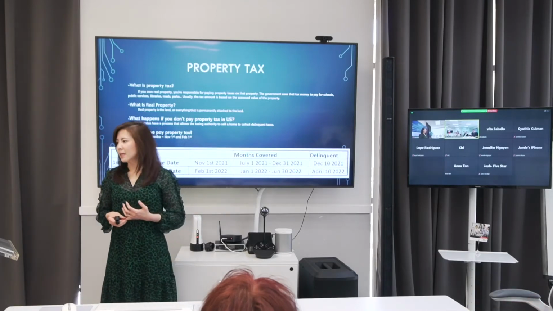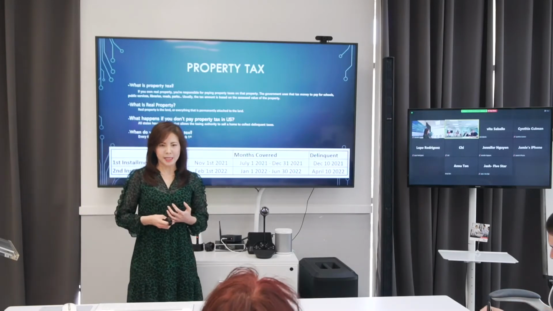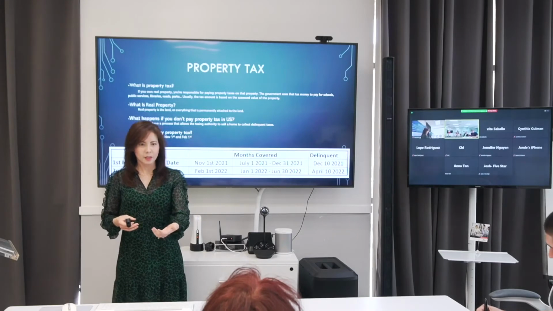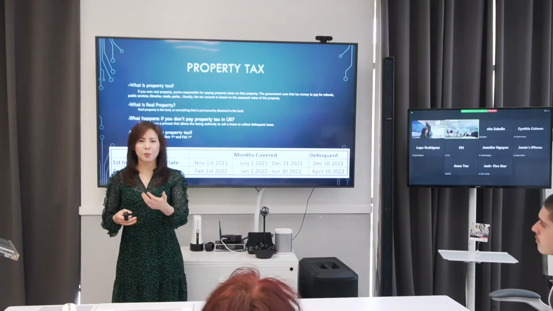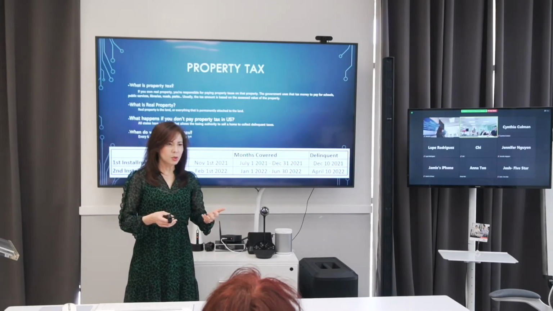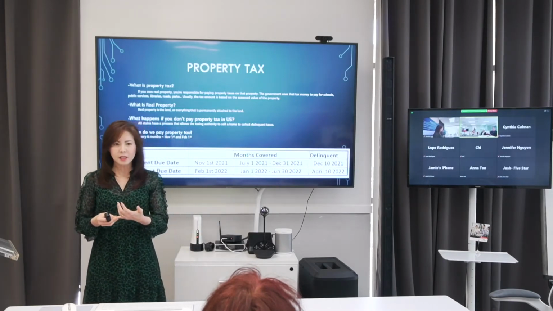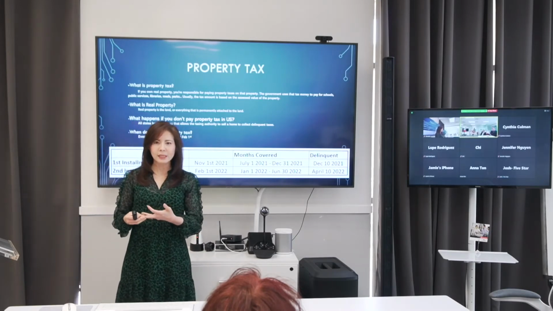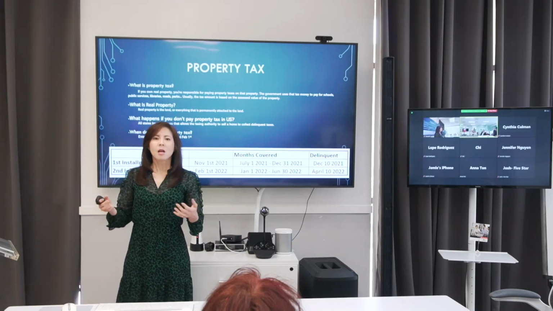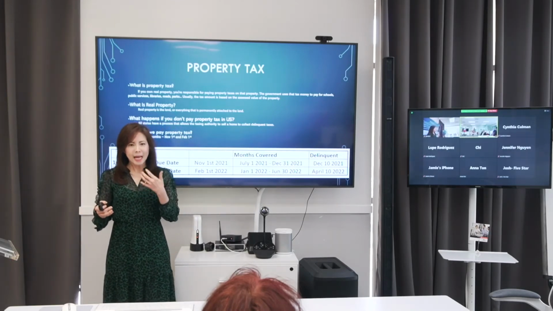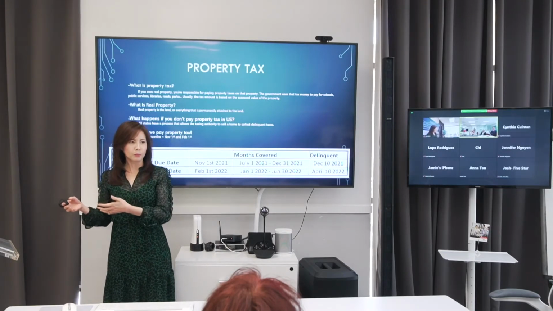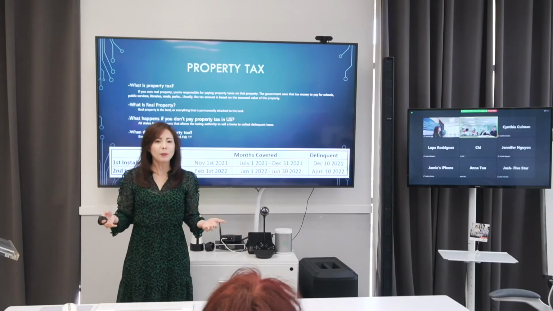Who pays property tax? If you own real property, you are responsible to pay property tax. Government uses property tax to pay for public services: schools, libraries, roads, parks, and so on. And the property tax amount is based on the asset value of the home or the property.